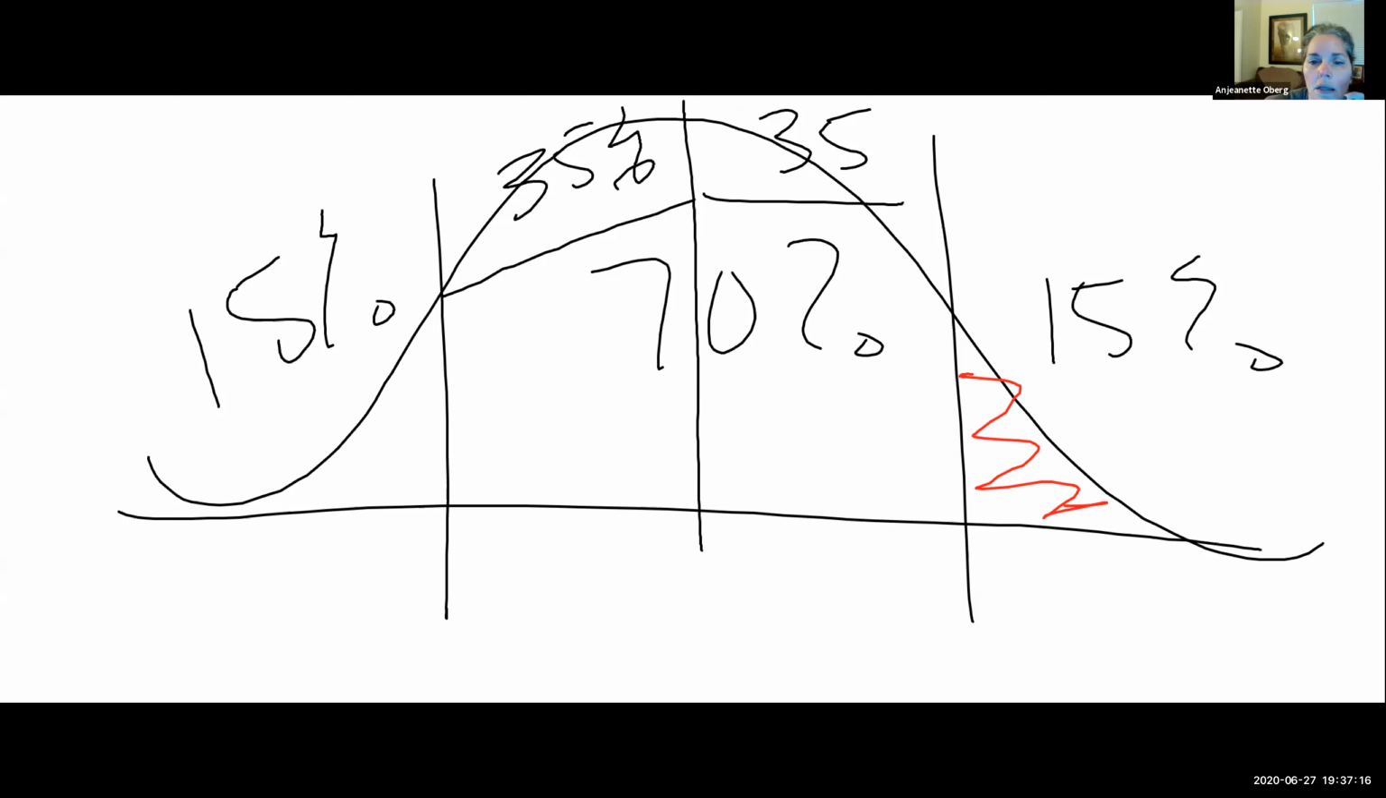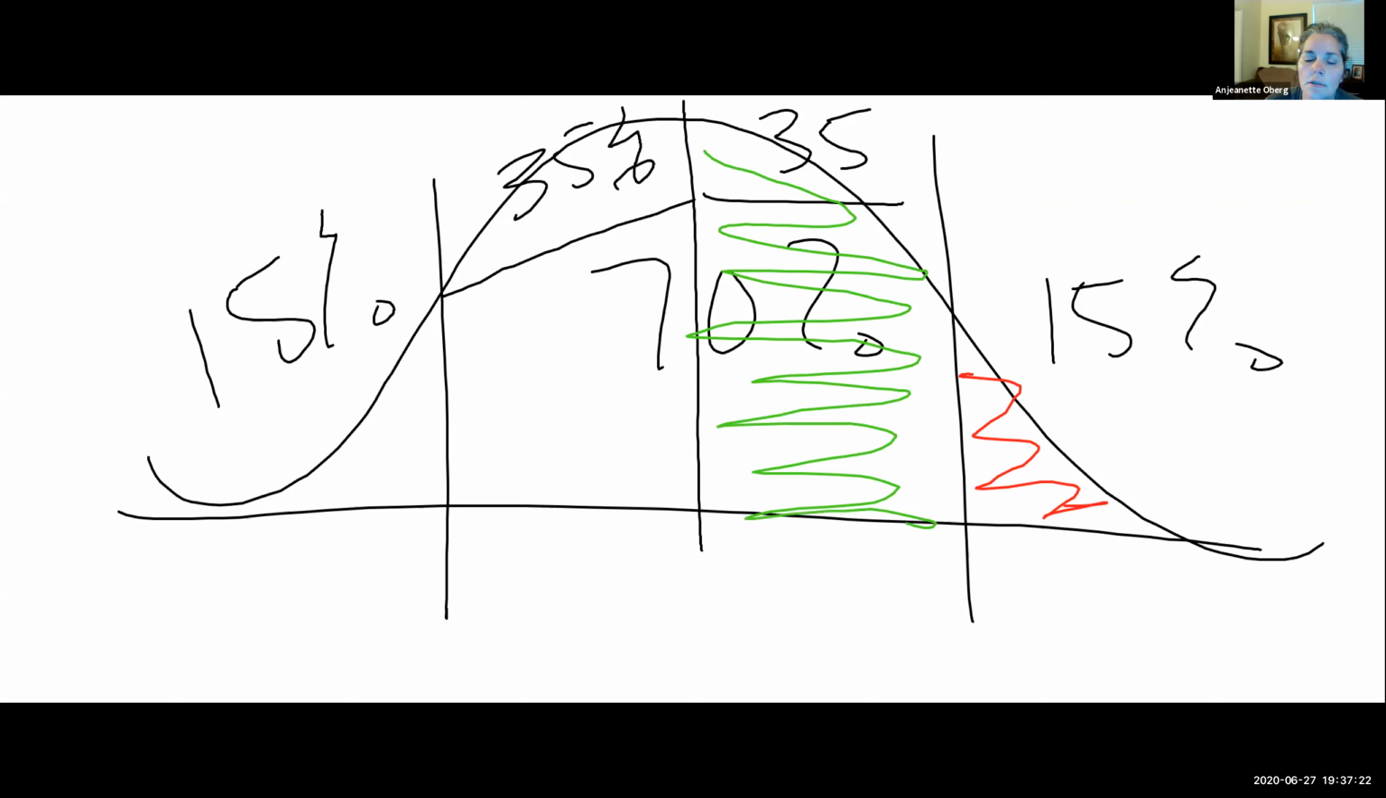Or I can focus on looking at the portion that has 35% between the mean and the z-score. Either way, it doesn't matter. I'm looking for these z-scores, okay? So I'm going to go to 15% in the tail, which is easier, but notice I'm focusing on that middle 70%.